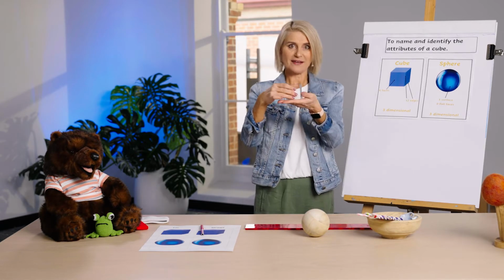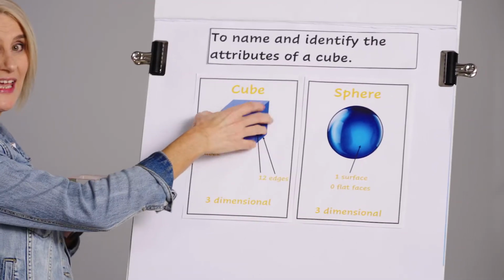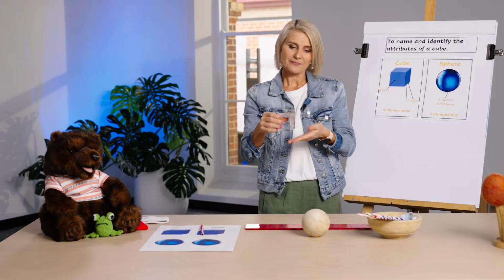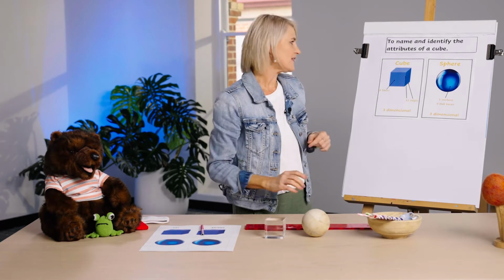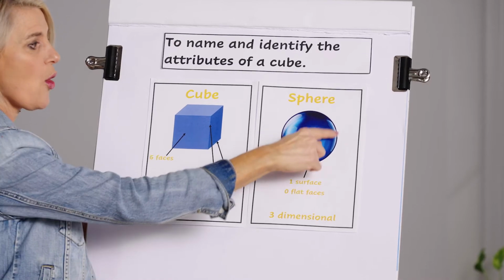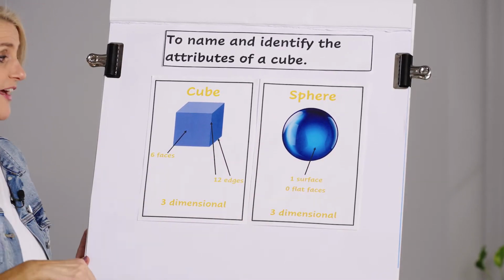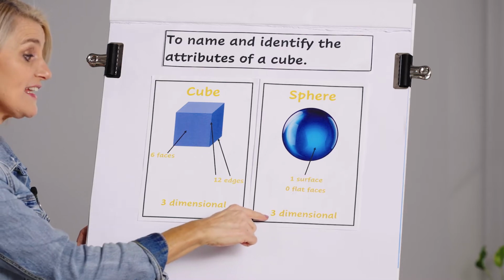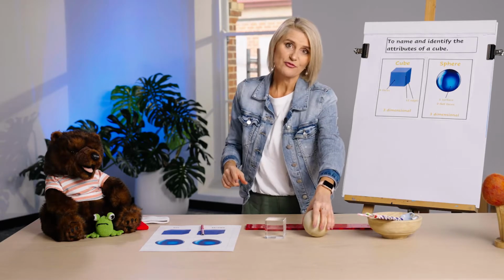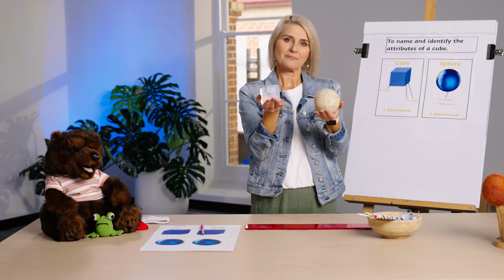I have a cube here. We can pick it up. The picture on here is 2-dimensional, but the cube is 3-dimensional. Let's compare this to a sphere. A sphere has only one surface. It has no flat faces and it is also 3-dimensional. I have a 3-dimensional sphere and a 3-dimensional cube here.